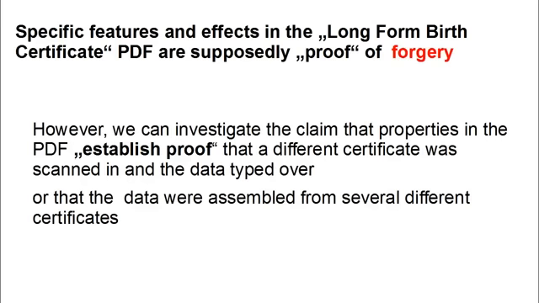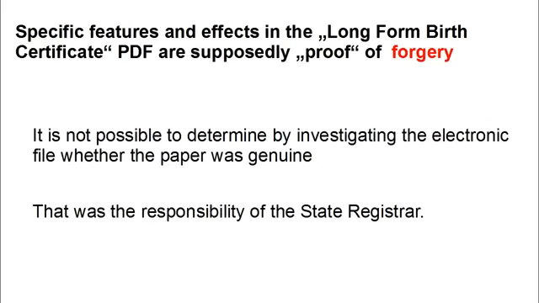What we can investigate are all these claims that properties in the PDF establish definite proof, that is, mean there is no other possible explanation than that the certificate was forged, that is, the numbers and dates were changed by typing them over or assembling them from different documents. It is not possible to determine by investigating the electronic file whether that original paper was genuine. Again, the registrar has to do that.